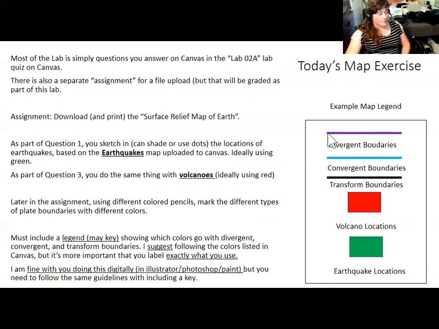But again, you don't have to use these exact colors necessarily. I made it here with the colors that are listed in the Canvas version, but it needs to be clear to me what color represents which. If you can't use colors, you can also try using dots, or you can be like, divergent boundaries are dotted lines and convergent boundaries are another type of line. I'm not explaining it very well, but you can do that also if that's easier than using colors, and if you think that's going to make it easier to see.